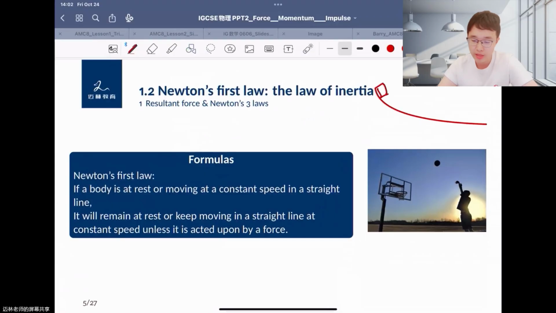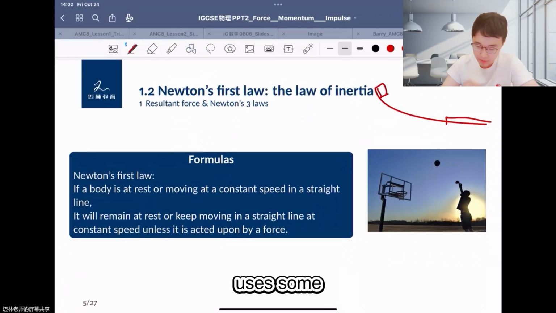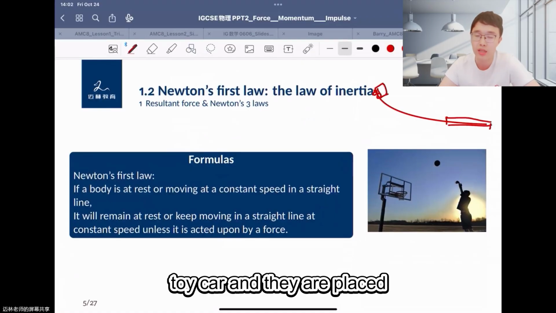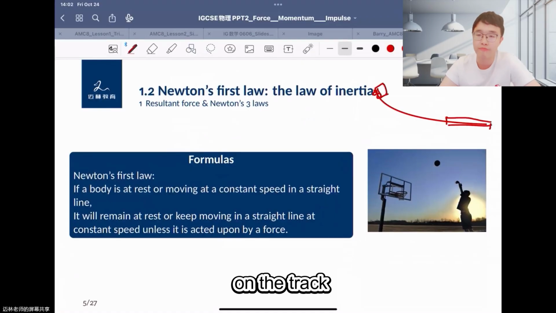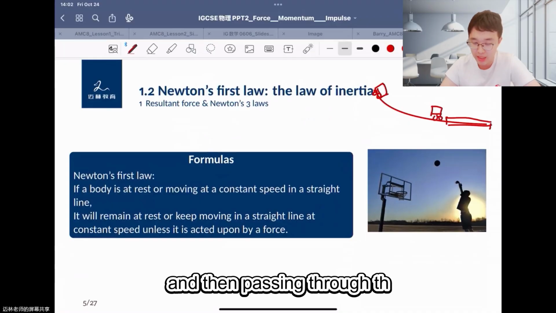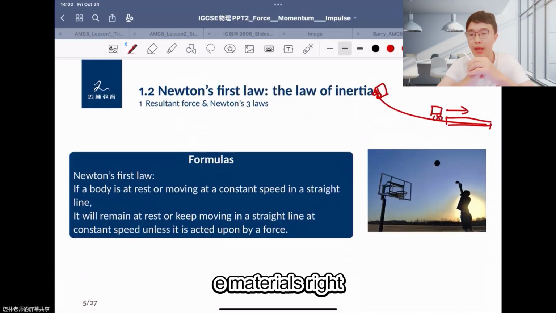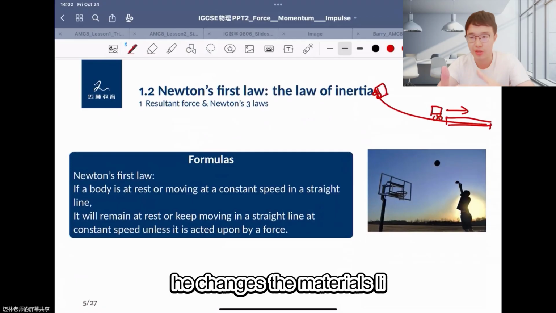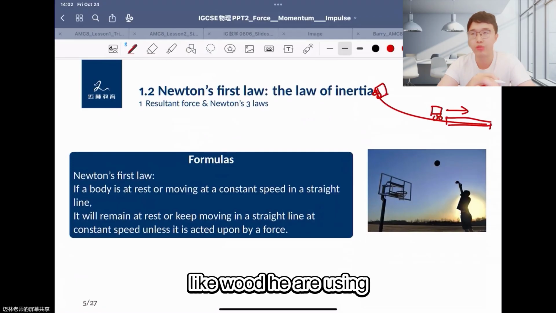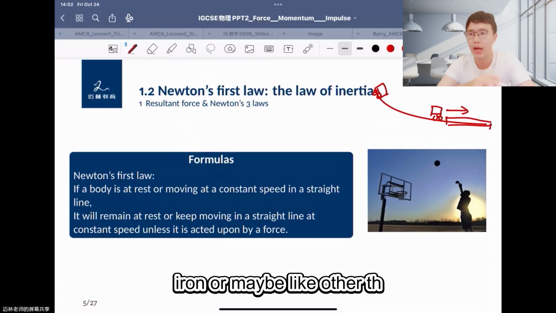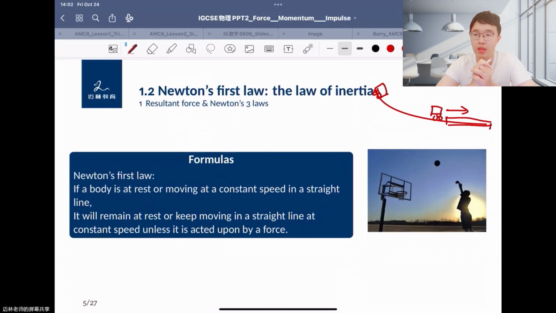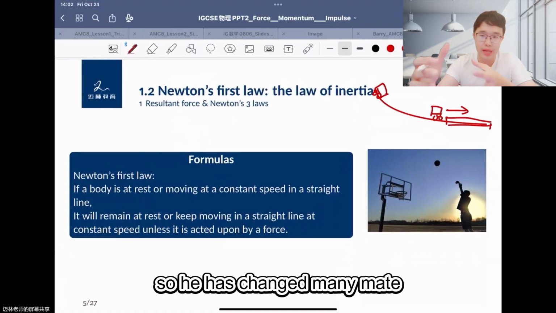Okay, so he uses some materials on the end of the track, and here is a small toy car, and they are placed on the track. And once you release the car, you can find the car just moving down and then passing through the materials, right? So he changes the materials, like using the towel, using wood, maybe iron or other things, or maybe using the calcium stone. Okay, so he has changed many materials.